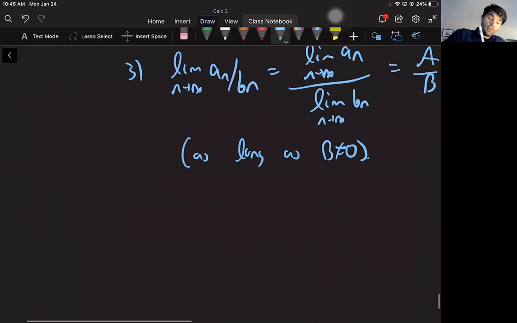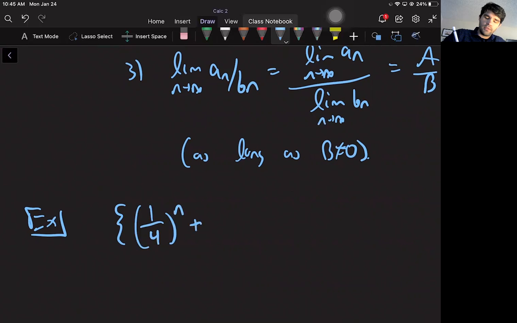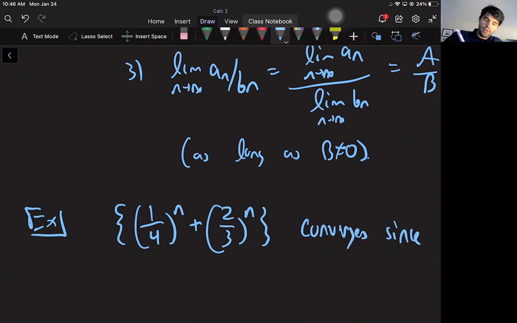Okay, so for example, now we could use this in a few examples real quick. So if I do (1/4)^n plus (2/3)^n, this converges since I can independently verify that the two pieces of the sum converge.